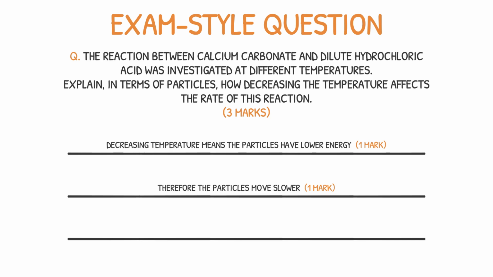How do slower particles affect the rate of reaction? Well, slower particles means fewer successful collisions between the reactants. And we know now, less collisions means a slower rate of reaction.